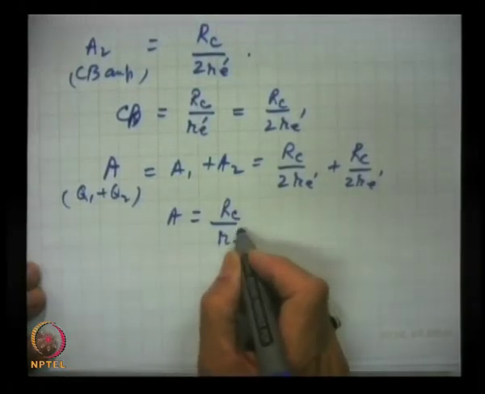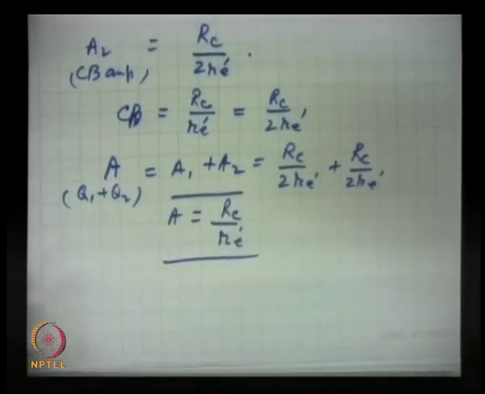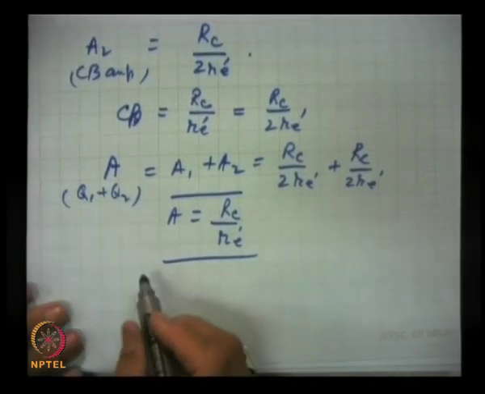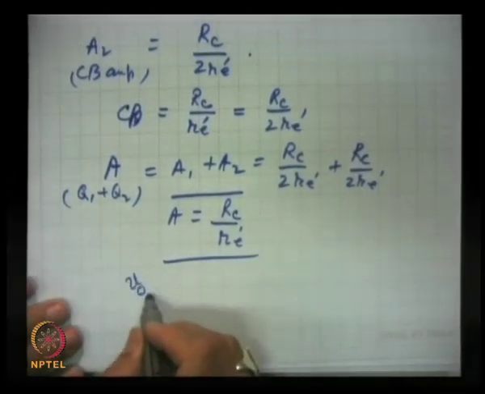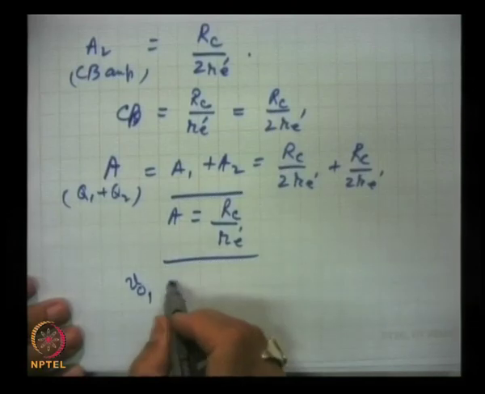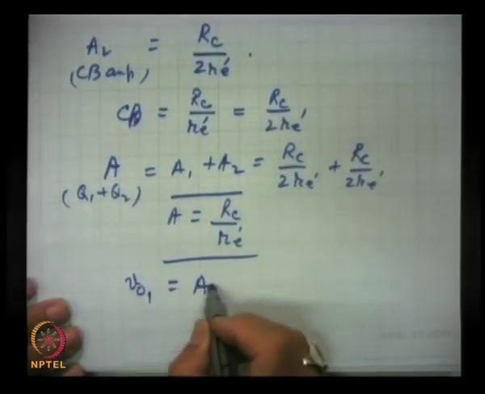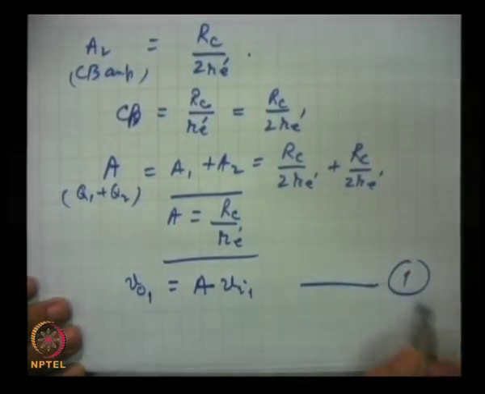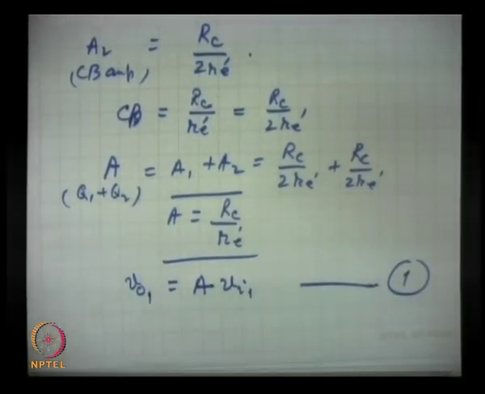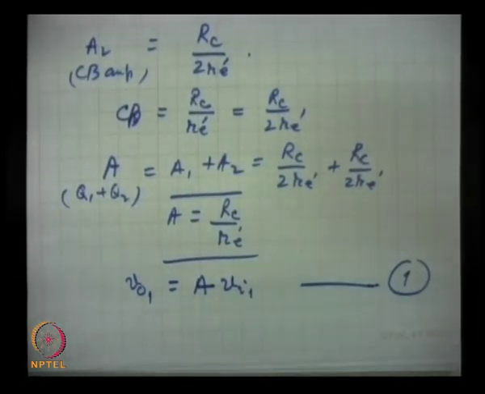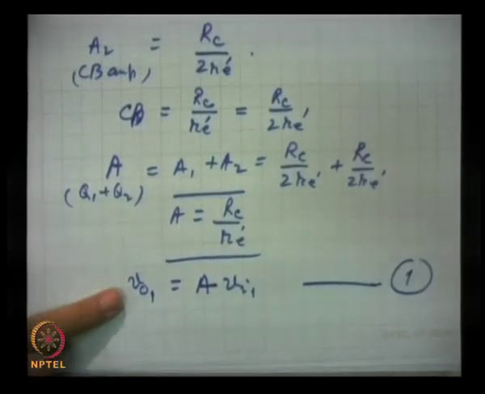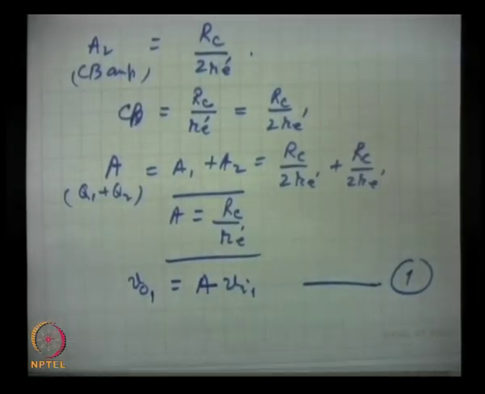This is the differential gain, and remember the output because of the first input will be A Vi1; this is equation 1. Similarly, we will get another equation when the second input source is active, we will get another output, and then we will apply the superposition theorem.